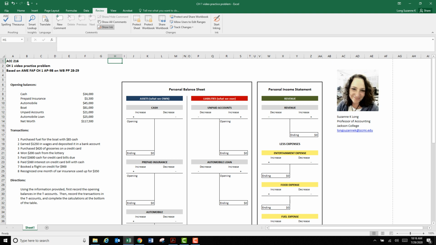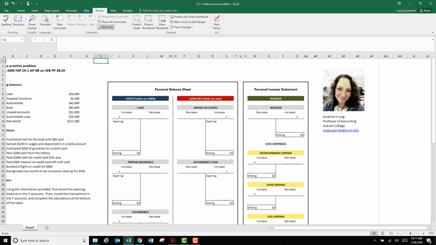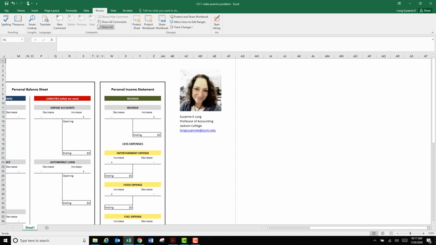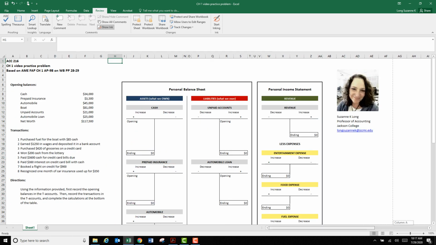I often use the area over to the right for notes, and I encourage you to do the same. And remember, the area to the right just keeps going and going. So there's no limit to your notes and what you can add for yourself in the space over there. All right, let's get started.